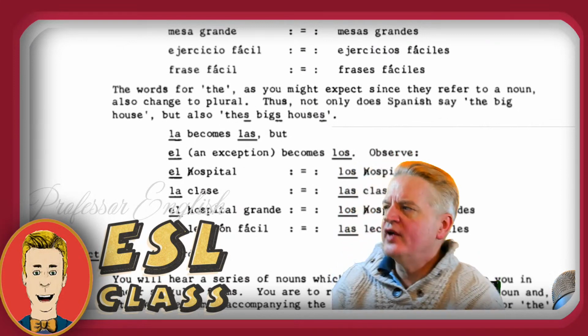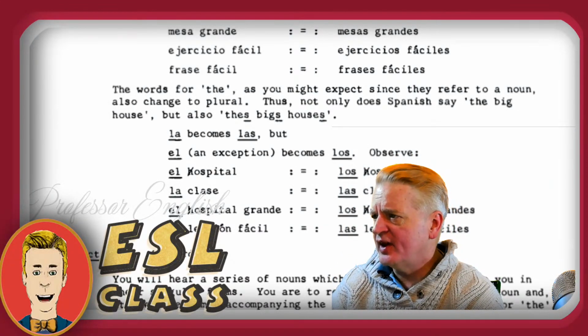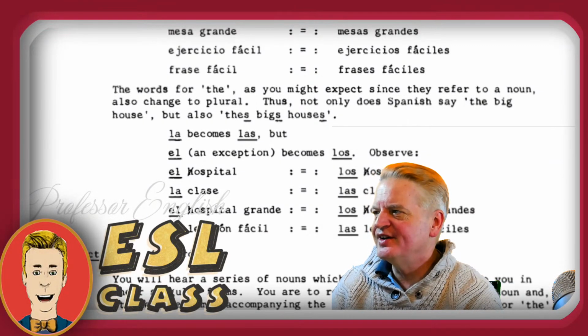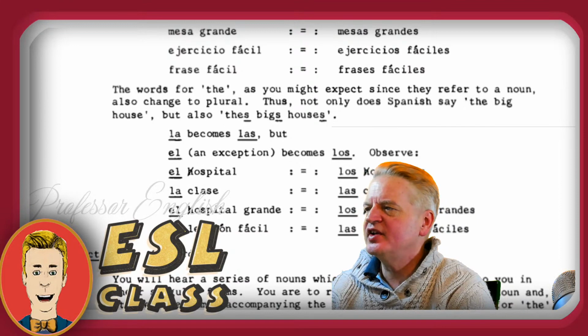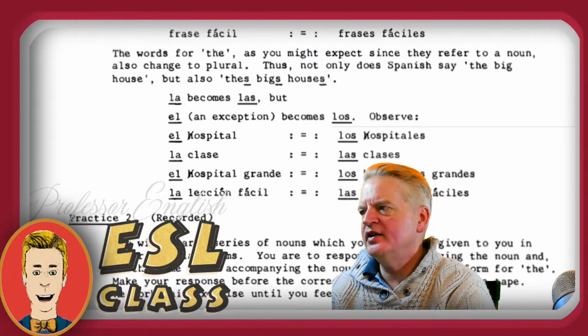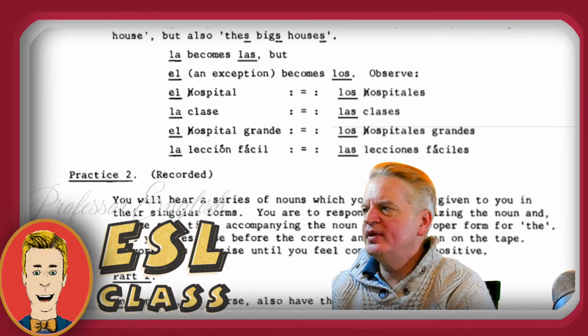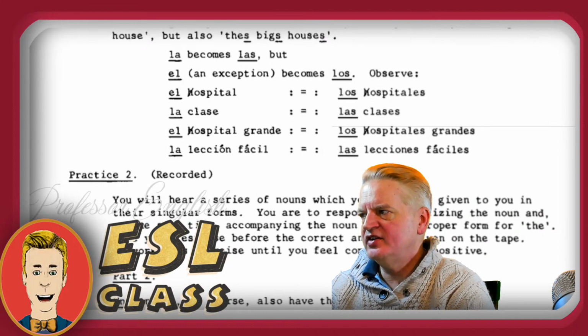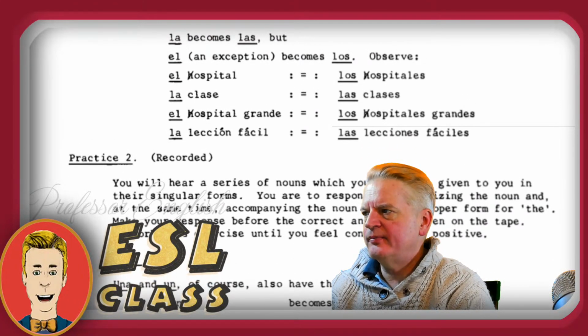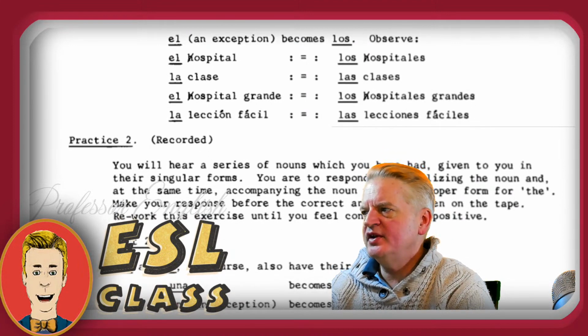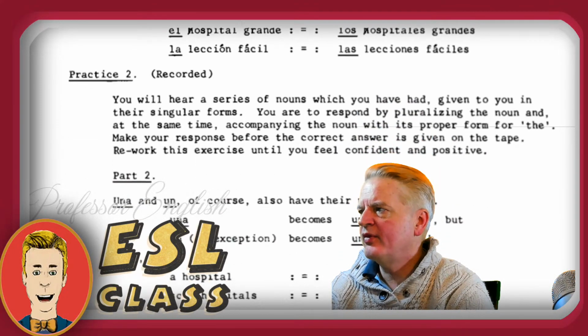The words for the, as you might expect, since they refer to a noun, also change to plural. Thus, not only does Spanish say the big houses, it says those bigs houses. La becomes las, but el, an exception, becomes los. So we've got el hospital, los hospitales, la clase, las clases, el hospital grande, los hospitales grandes, la lección fácil, las lecciones fáciles.